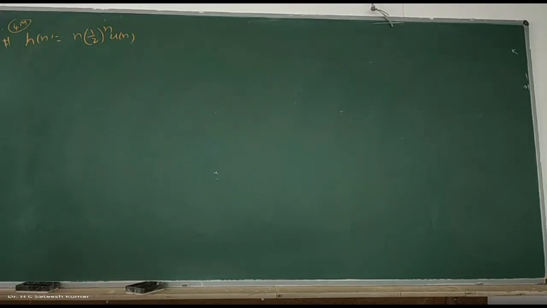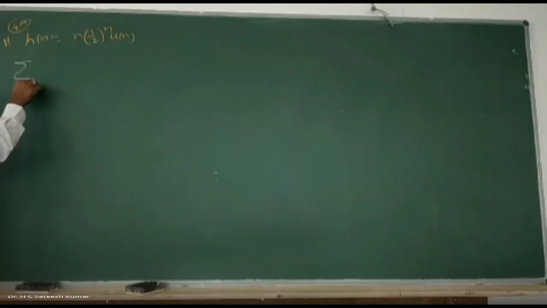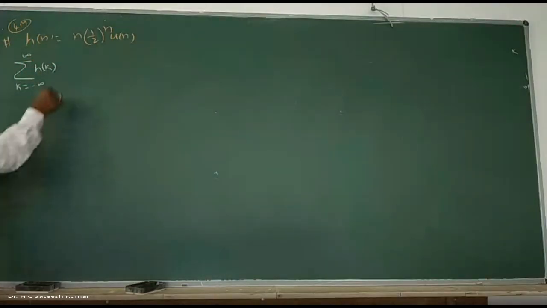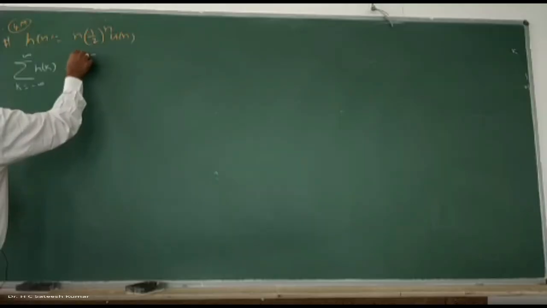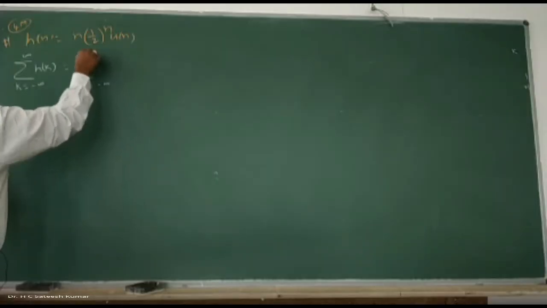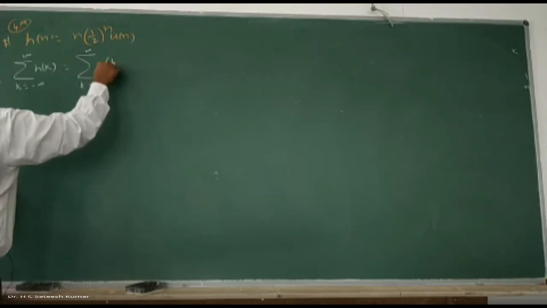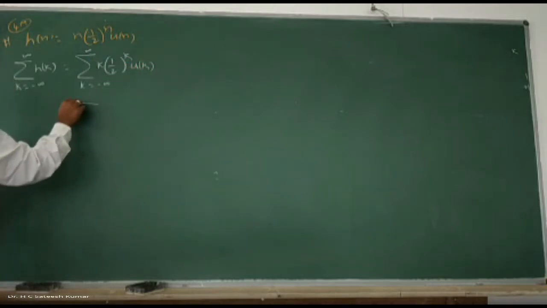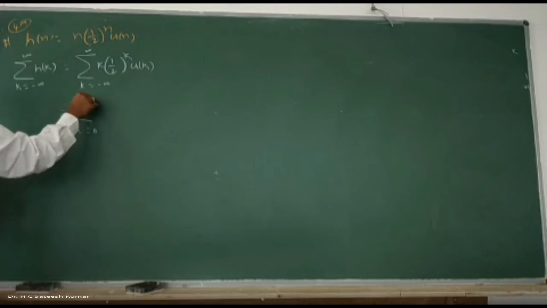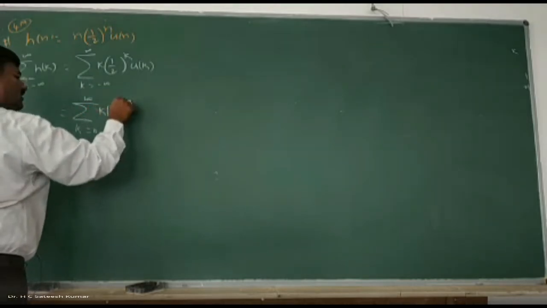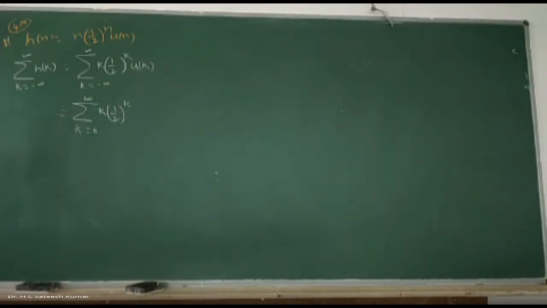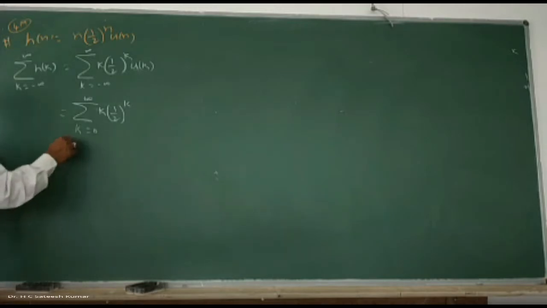So what is this one? Stability is summation k from minus infinity to plus infinity of h[k], which is equal to summation k from minus infinity to plus infinity of k into half to the power of k into u[k]. Since it is multiplied by u[k], the summation ranges from 0 to infinity, k into half to the power of k. So for this one, what can we write? We have a different formula for that.